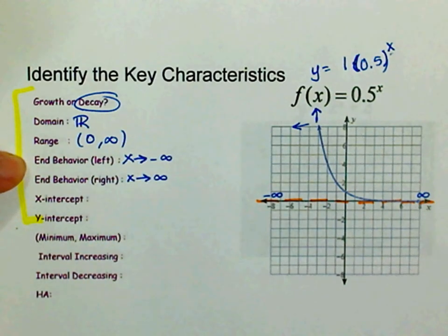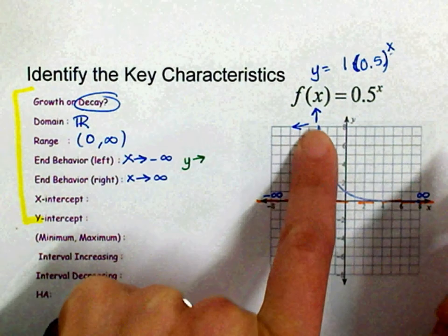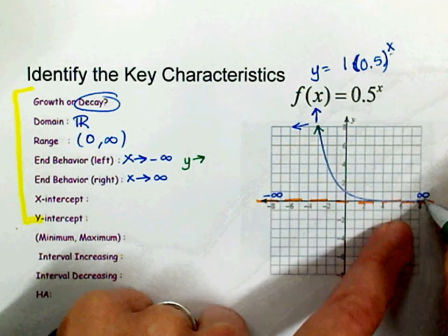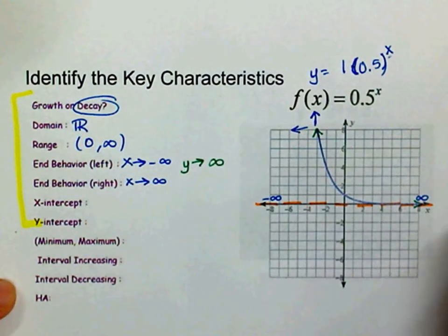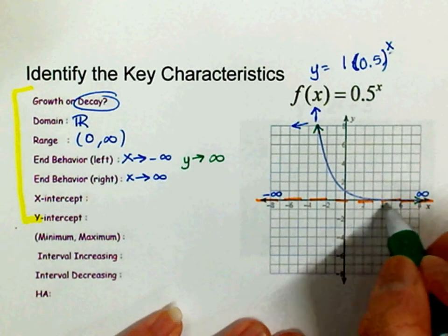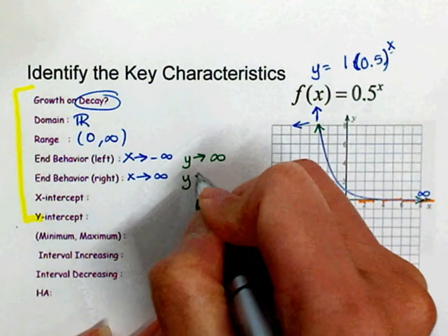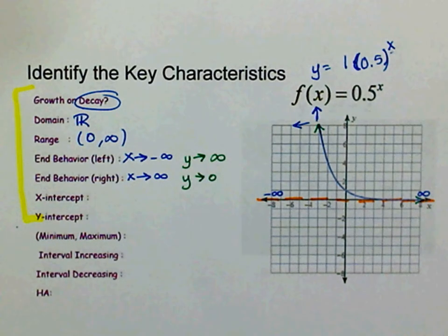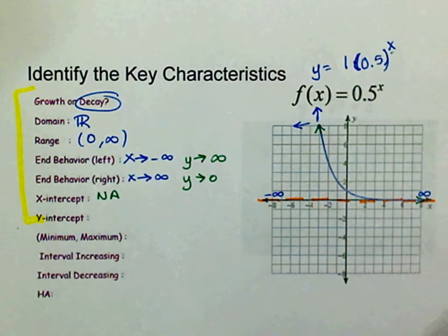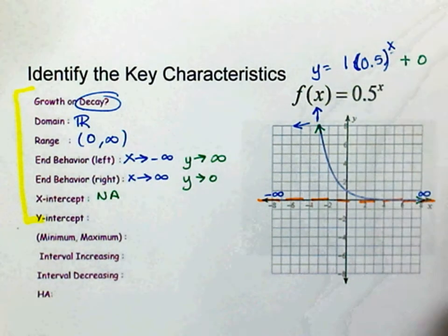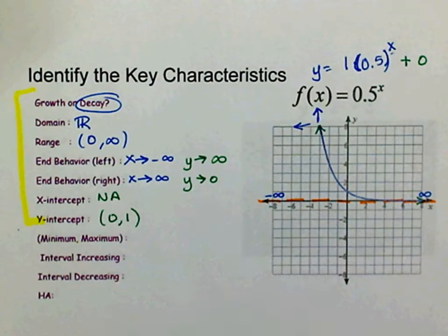Left side, here's your left. This is left, this is right, okay? Your left keeps going up, so it's heading toward positive infinity. Your right keeps coming down, but something's keeping it from going all the way down to here, and so that y is 0. There's your end behavior. X-intercept, never going to cross, okay? And remember, there's a plus 0 over here, so your y-intercept is 1 plus 0, so it is 0, 1. And there you have your characteristics, okay?